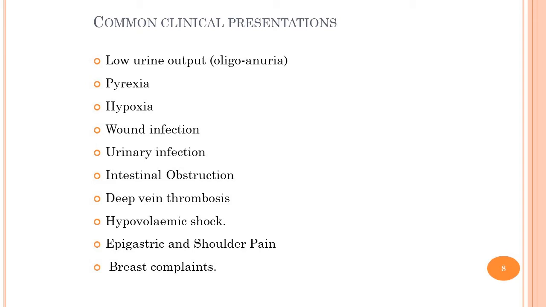Now, what are the common complaints during the post-operative period of a cesarean? The most common is low urine output, and also pyrexia, hypoxia, different types of infections, distension, deep vein thrombosis, and breast complications. So there will be various complaints or complications expected during the post-operative period of a cesarean.